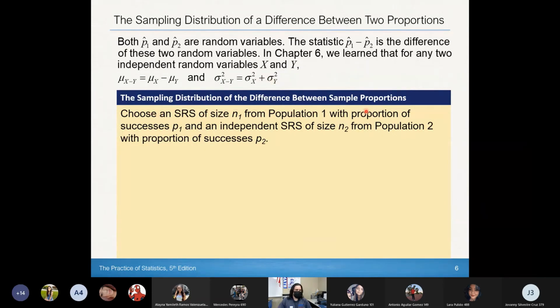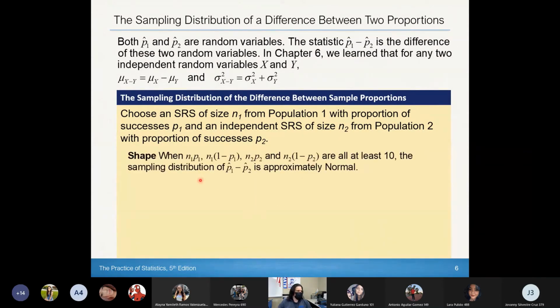Sampling distribution of the difference between sample proportions. We're going to choose an SRS of size n1 from population 1 with proportion of success p1, and an independent SRS of size n2 from population 2 with proportion of success p2. The shape will be approximately normal when n1 p1, n1 times 1 minus p1, n2 p2, and n2 times 1 minus p2 are all at least 10. This is our large counts condition.